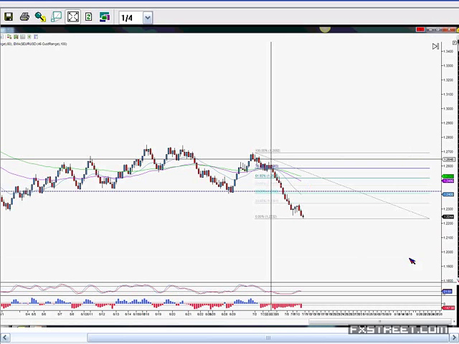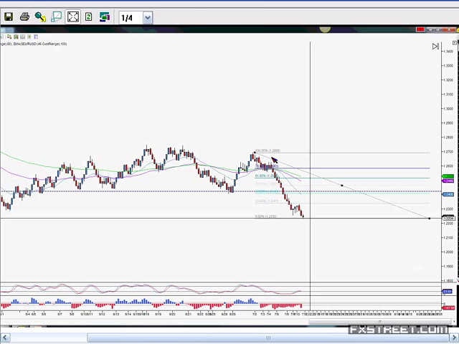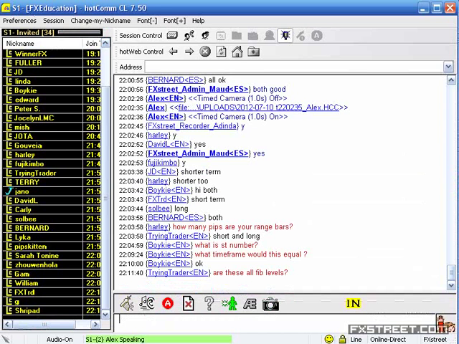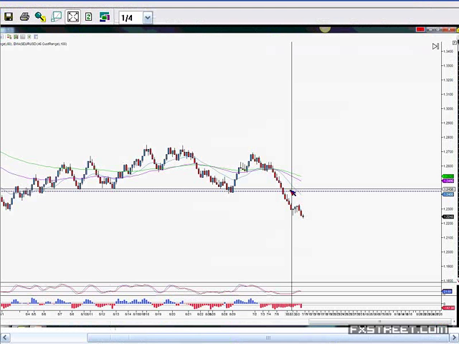Okay, are these all fib levels? No, I've got the Fibonacci retracements in here, but this is just a level of previous support which we're anticipating becoming resistance. Okay, so that's that for the euro dollar.